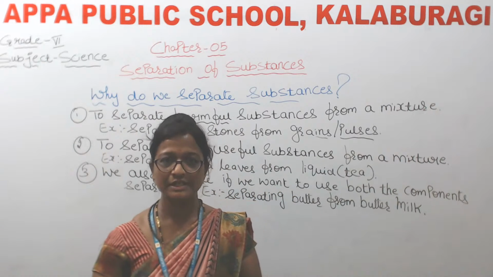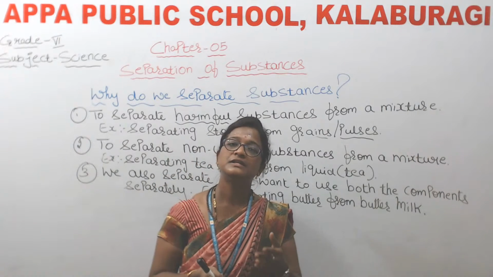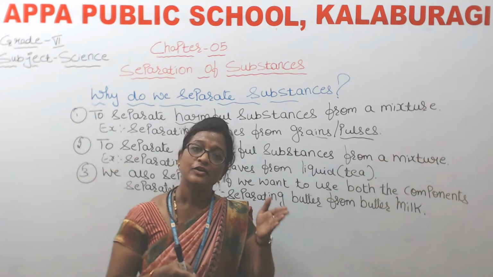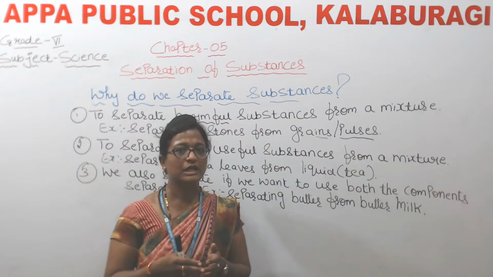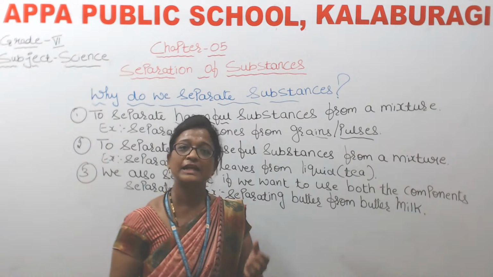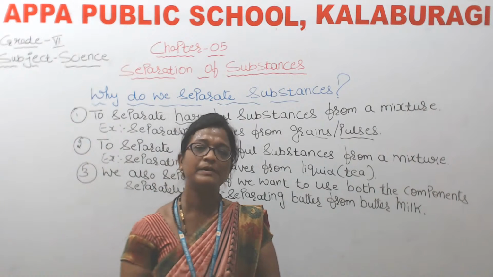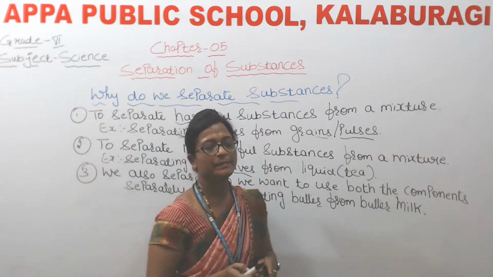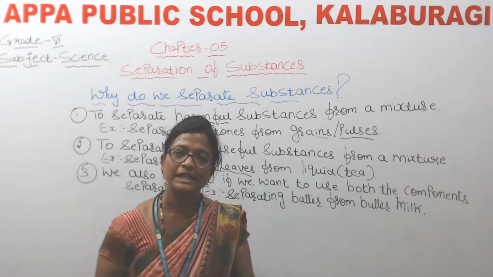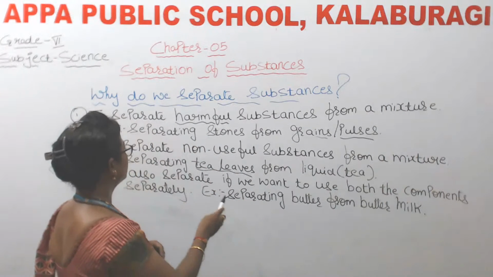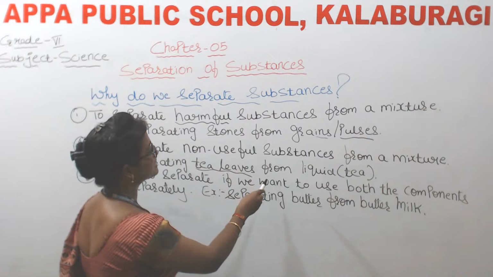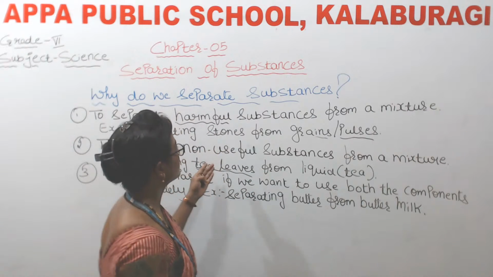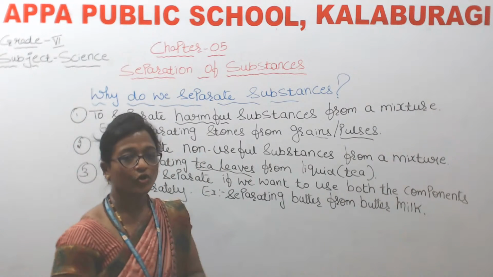We won't drink tea with the tea leaves, isn't it? We strain tea leaves. We separate tea leaves from tea. So here we are separating non-useful component from useful component. I agree that tea leaves are important to prepare tea, but after preparing tea, there is no use of these tea leaves. After preparing tea, we should separate tea leaves from tea. So the first reason is harmful substances. Second one is non-useful substances.